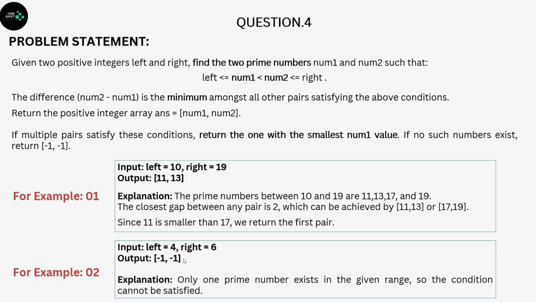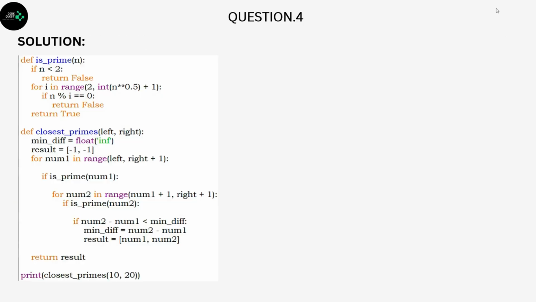Now another example, let's say the boundaries set are 4 and 6. Here we observe that between 4 and 6, there is only one prime number. Hence the condition cannot be satisfied. I cannot find the second number with which it can be paired. Hence the outcome has to be -1, -1.